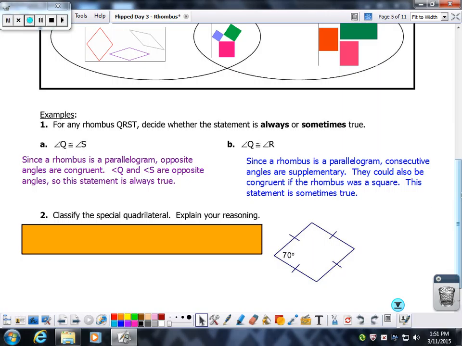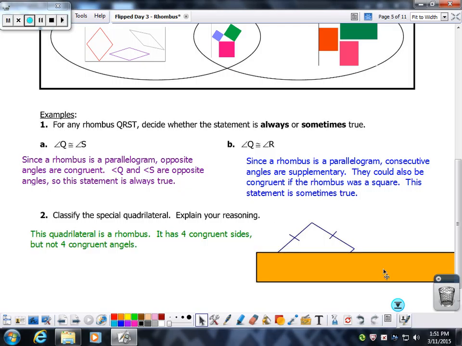Example 2, there's a picture down here with a quadrilateral with 4 congruent sides and a 70-degree angle. Classify the special quadrilateral. So this would be a rhombus because it has 4 congruent sides, but it does not have 4 congruent angles. If they were all 90 degrees, then it could be a square, but we don't know that, so we'll stick with the rhombus.